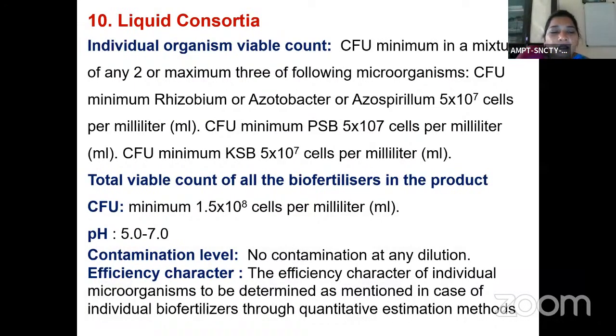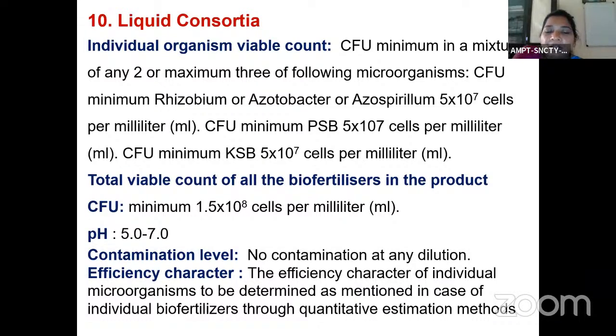If we are preparing a liquid consortium, we can prepare it with two or more than two microorganisms like Rhizobium, Azotobacter, or Azospirillum. The population size should be 5 into 10 to the power of 8 cells per ml. If we go for phosphorus solubilizing bacteria or potassium solubilizing bacteria, it may be 5 into 10 to the power of 7 for PSB and KSB.